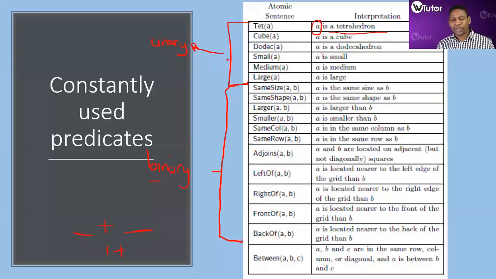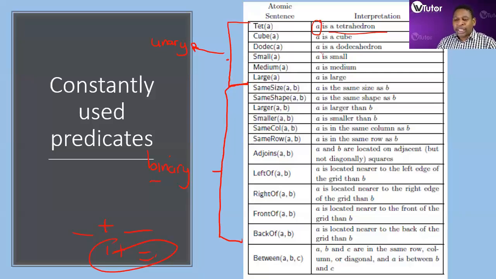If you say 1 plus in a calculator and then you say equals, you're going to get an error because you have not given the plus operator two arguments. So when you are saying same size, same shape, you're comparing two elements, say A and B, to say they have the same size, same shape. A is larger than B, A is smaller than B, A is in the same column as B, same row as B. Right? Adjoins B, left of, right of, front of, back of.